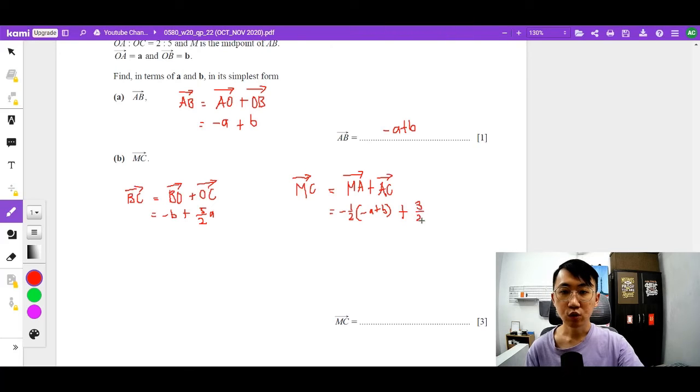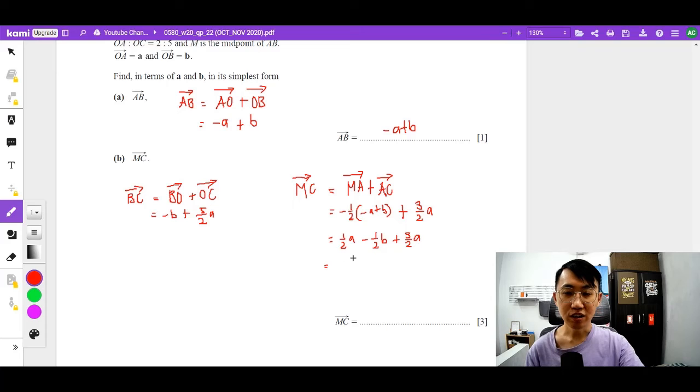3 over 2A. So I say this question is really insane, okay? Now we are going to expand this: negative, negative, positive half A. Okay, negative half B. Copy. Negative half B. Plus 3 over 2A. Almost there, guys. Almost there. How do I get the answer scheme?